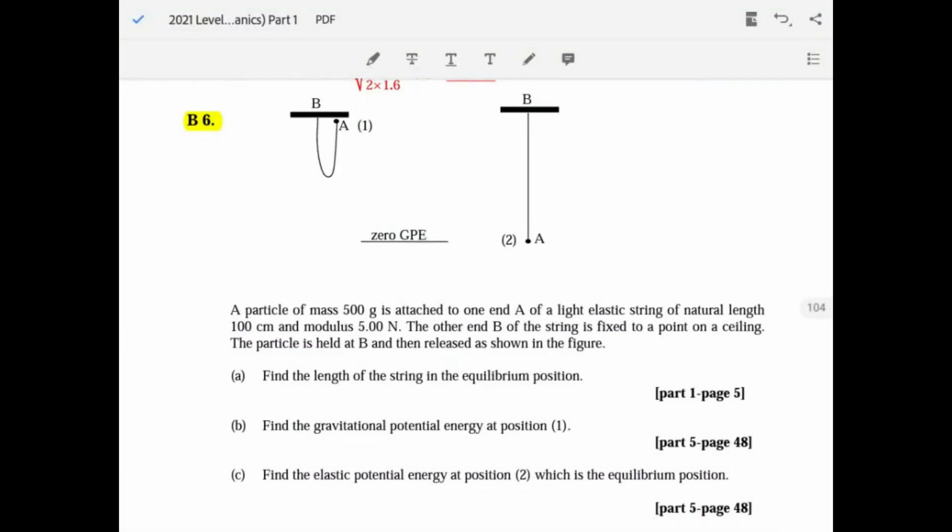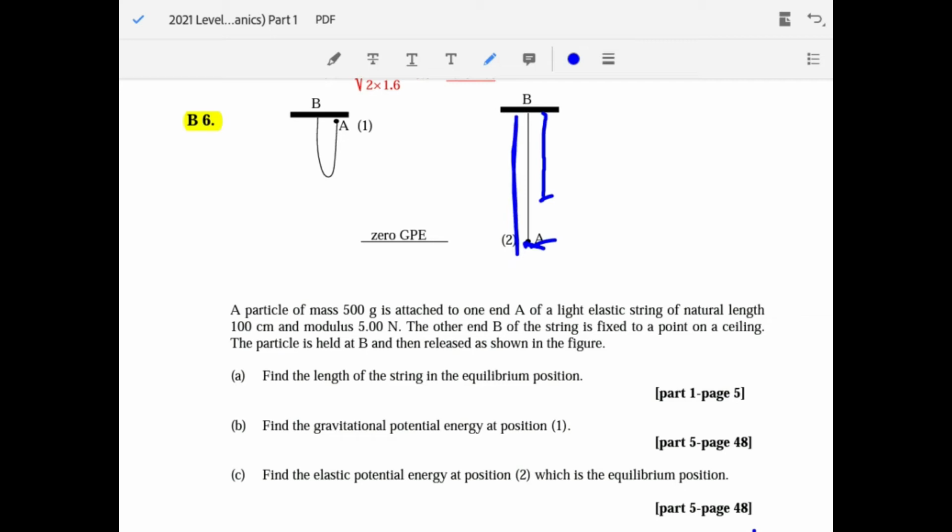B6. A particle of mass 500 grams is attached to one end of a light string of natural length 100 centimeters. The natural length is 100 centimeters, so starting from B, it goes down. It doesn't stop at A, because that point has the mass attached, so obviously it will stretch. Find the length of the string in the equilibrium position. So you need to find this length.